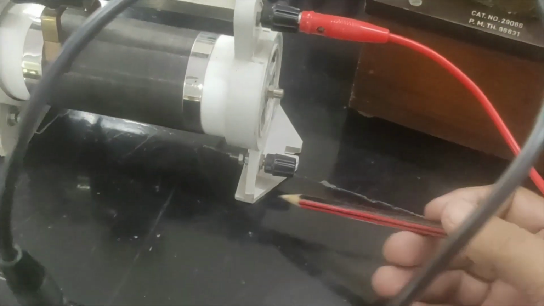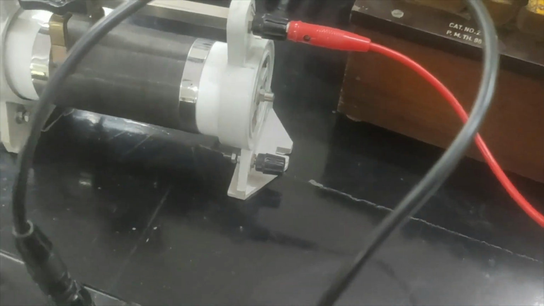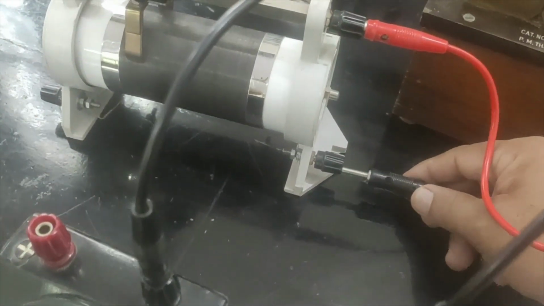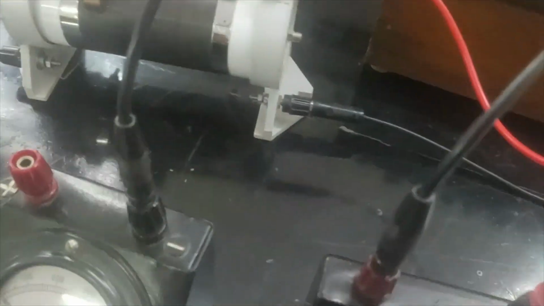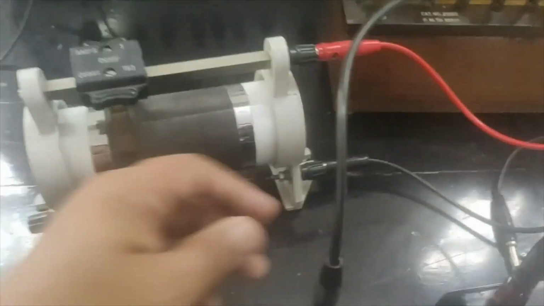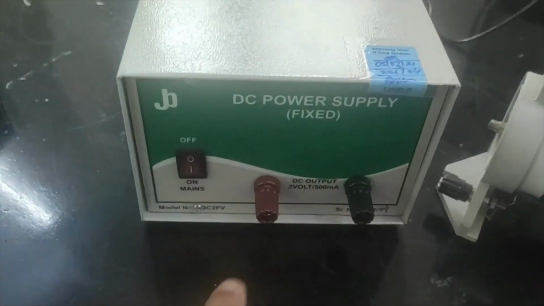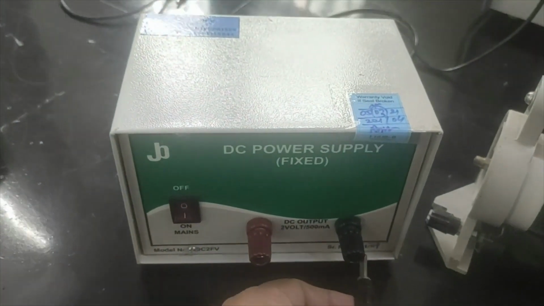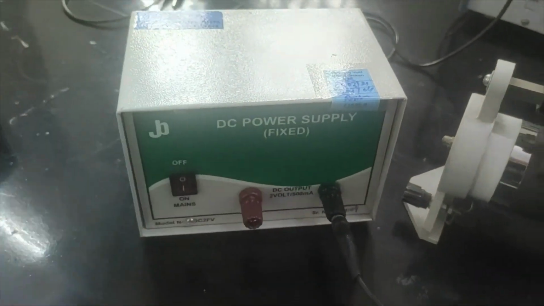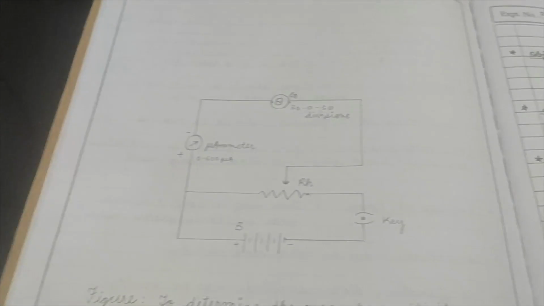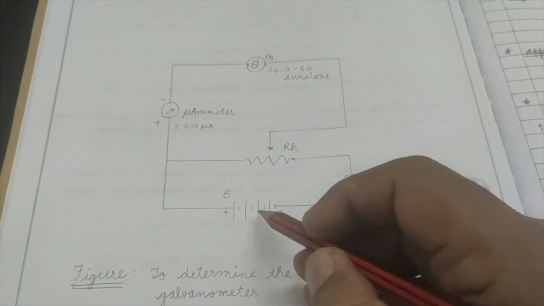So this is the below connection. So I'll take this connection here and make it, and then it will go to... you see this is the positive and negative terminal of supply. So it will go to this DC power supply. Okay, now this part of the connection is done.